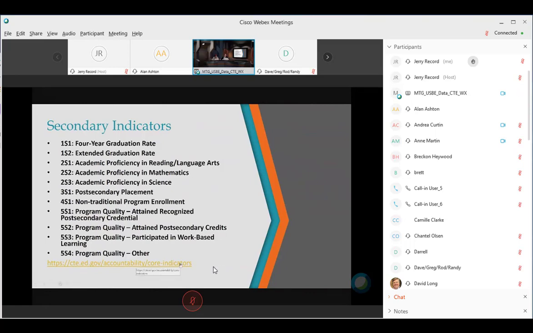You can find those indicators on the cte.ed.gov site. You go to accountability and then core indicators. It'll pull these up. I believe it also has some definitions linked to them.